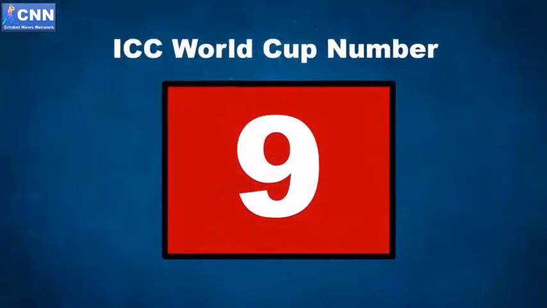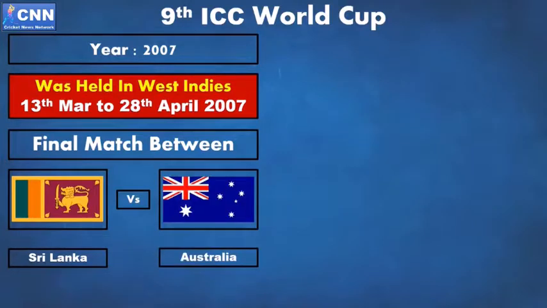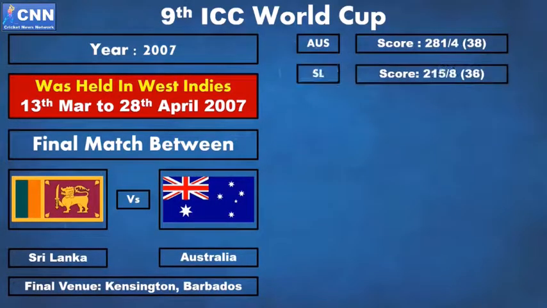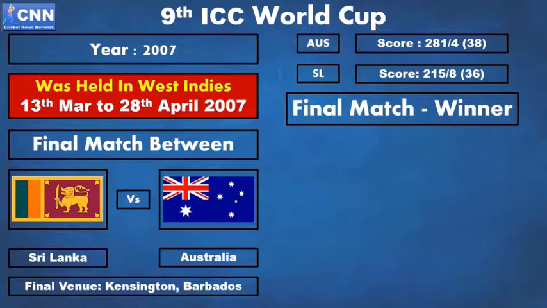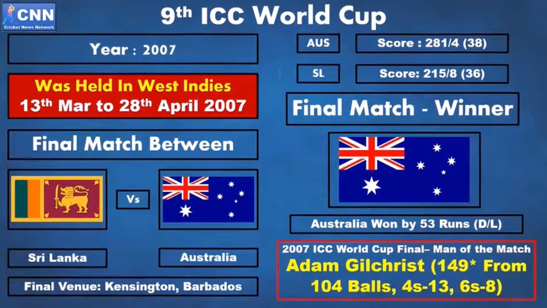ICC World Cup number 9. The 2007 ICC Cricket World Cup was the 9th edition of the Cricket World Cup tournament that took place in the West Indies from 13 March to April 28, 2007. The 2007 ICC World Cup won by Australia.